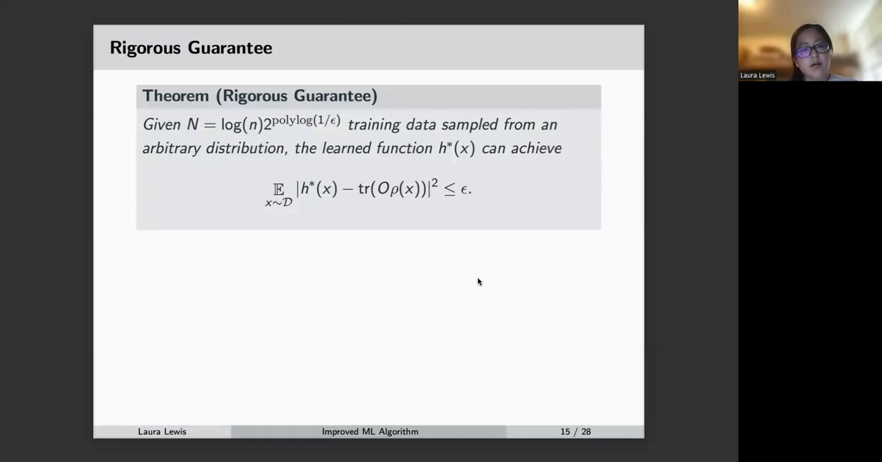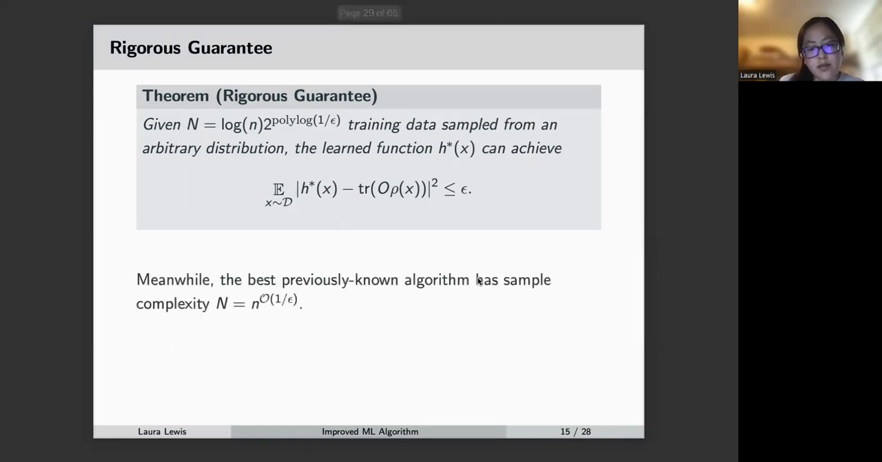Okay, so remember this is our theorem. And remember that the best previously known algorithm for this task has a sample complexity that scales as n to the order 1 over epsilon, where n is again the system size. But here, let's just compare them.